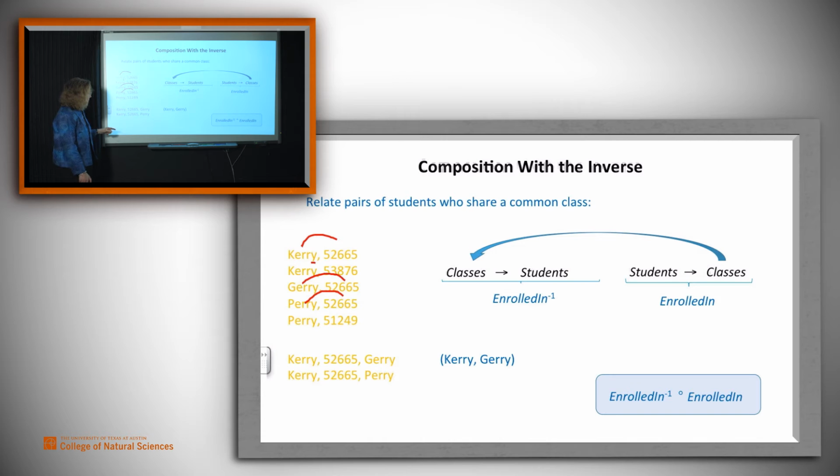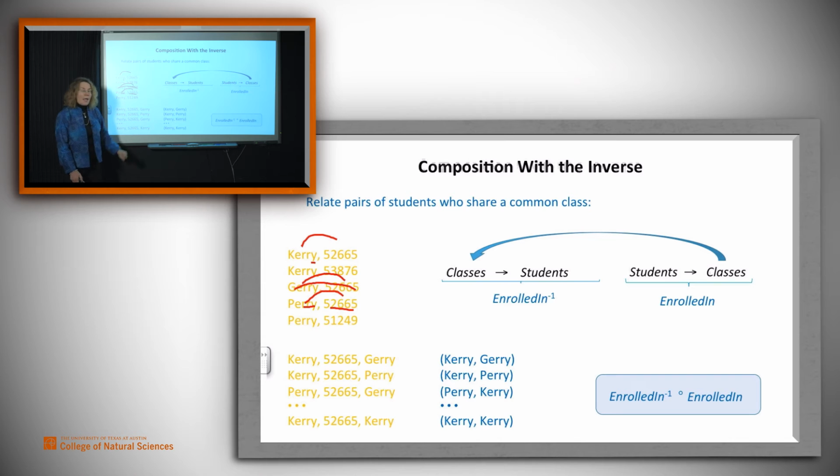Now we can do this for all the other combinations. It's going to relate Carrie to Perry. And it's going to relate, say, Perry to Jerry, Perry to 52665, and 52665 back to Jerry. There you go. Note one interesting thing. Carrie relates to 52665, which in turn relates back to Carrie. So we can get elements like this: Carrie to 52665 back to him or herself, and we get Carrie relating to Carrie. This makes sense, right? Everybody is in a class with themselves.